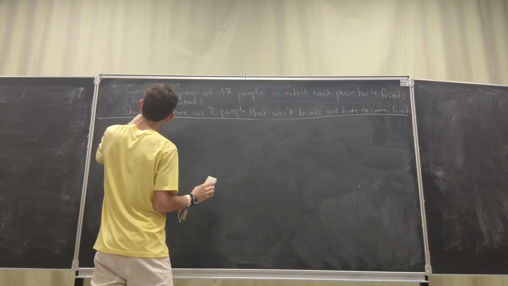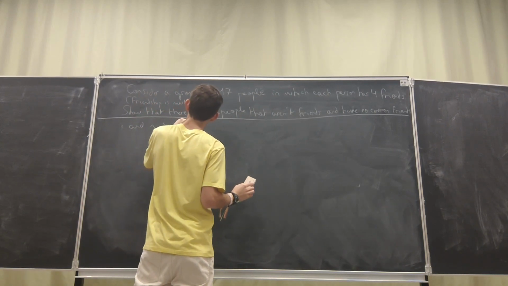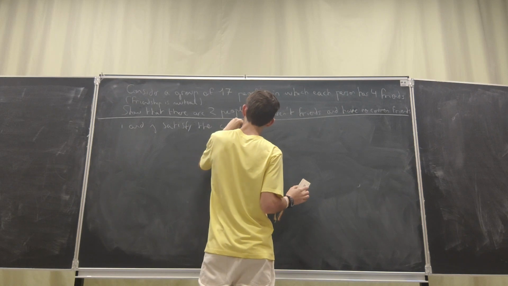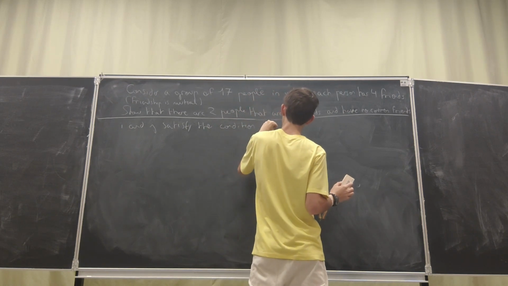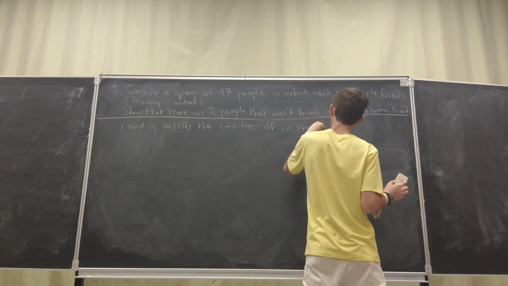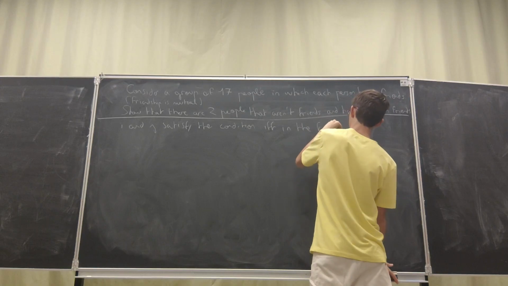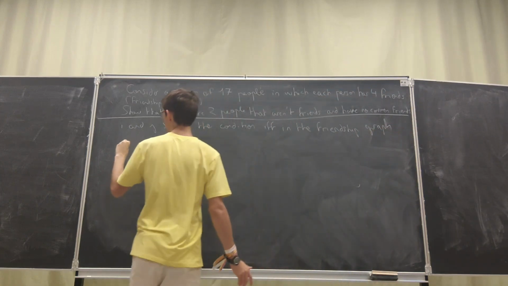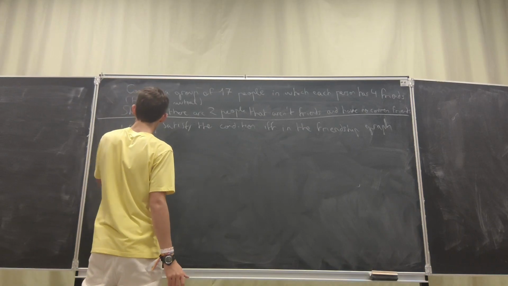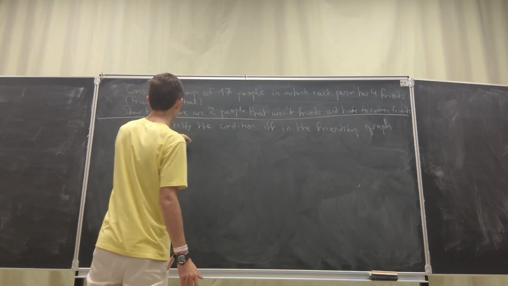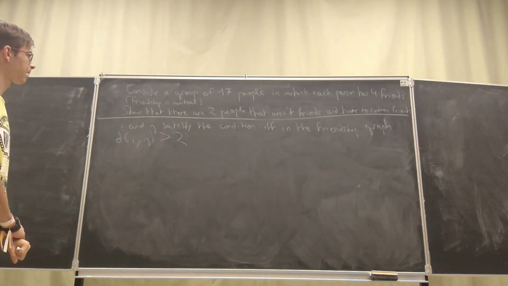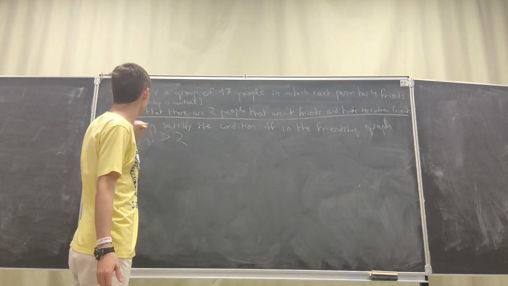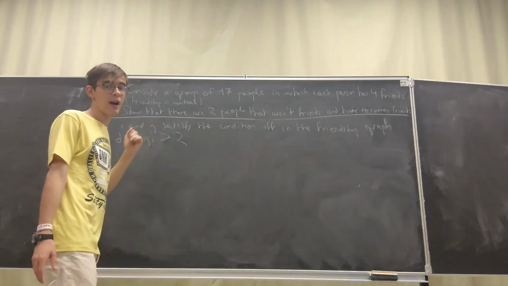So let's just write: i and j satisfy the condition if and only if in the friendship graph the distance between i and j is strictly greater than 2. Okay? So what are we going to do? Well, we're going to suppose by contradiction that for any couple i and j, their distance is at most 2.